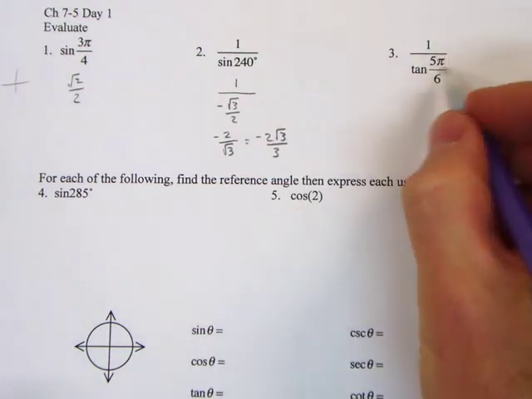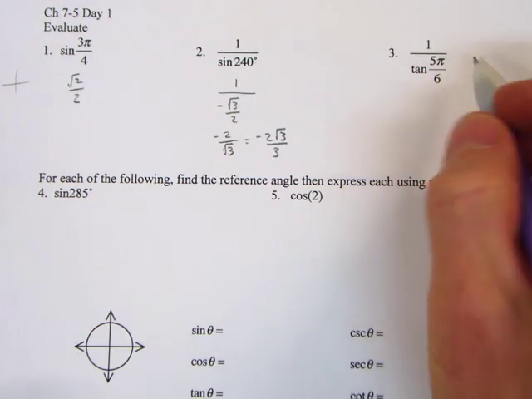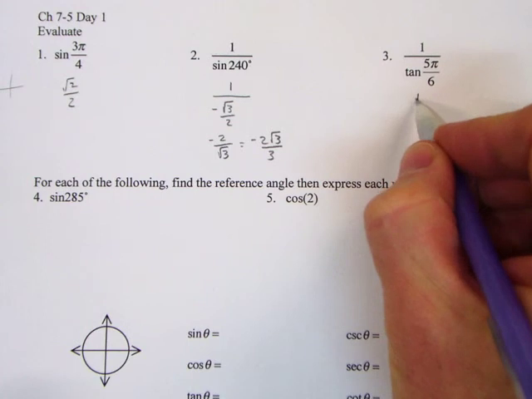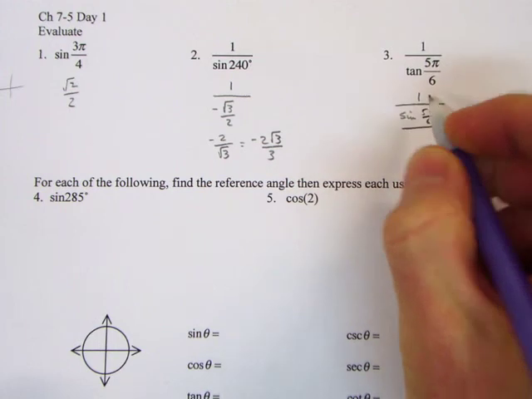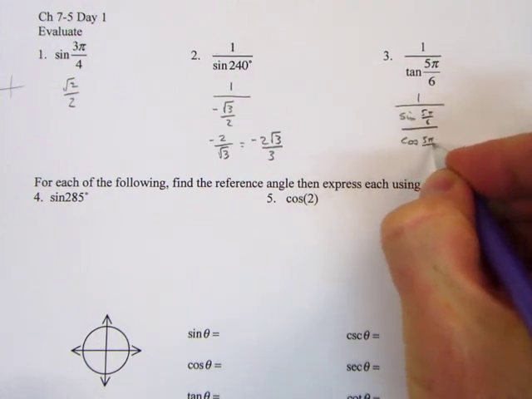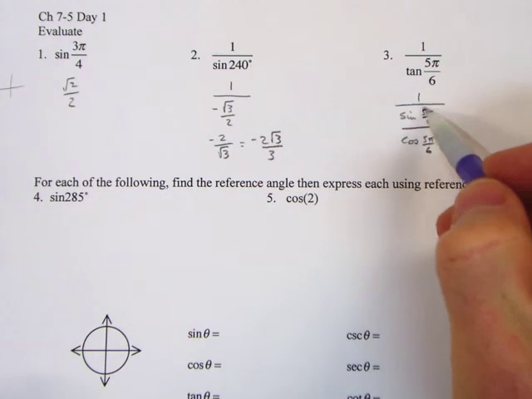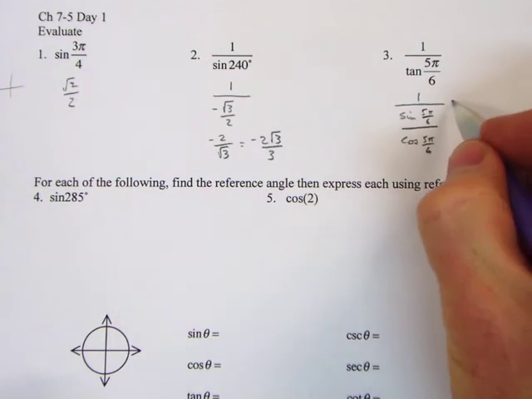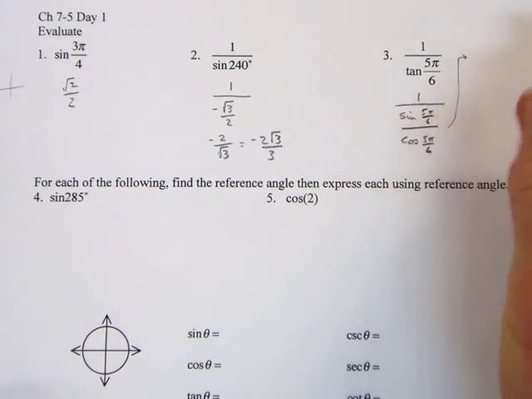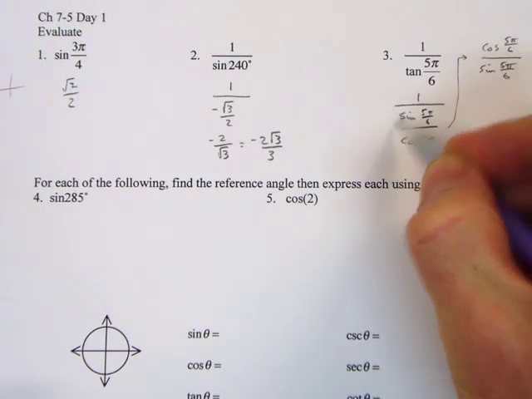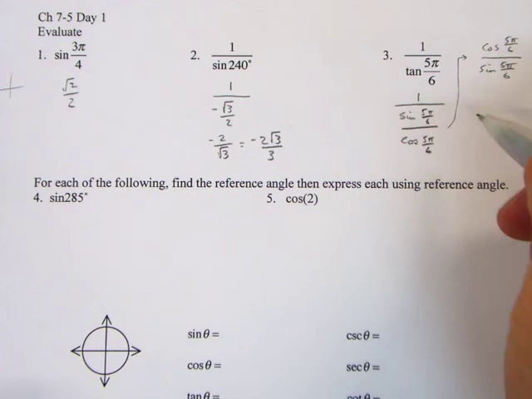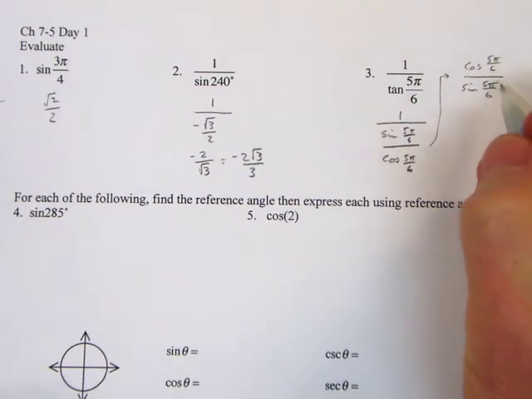Similarly, we have 1 over tangent. Now, we can do this several different ways. We could say that this is 1 over the sine of 5 pi over 6 divided by the cosine of 5 pi over 6. Notice that the angle goes with both the sine and the cosine. So we have sine of 5 pi over 6 over cosine 5 pi over 6. And we can flip and multiply again. We have a cosine of 5 pi over 6 divided by the sine of 5 pi over 6. We're dividing by this fraction, so we flip and multiply by cosine over sine. And we get this.